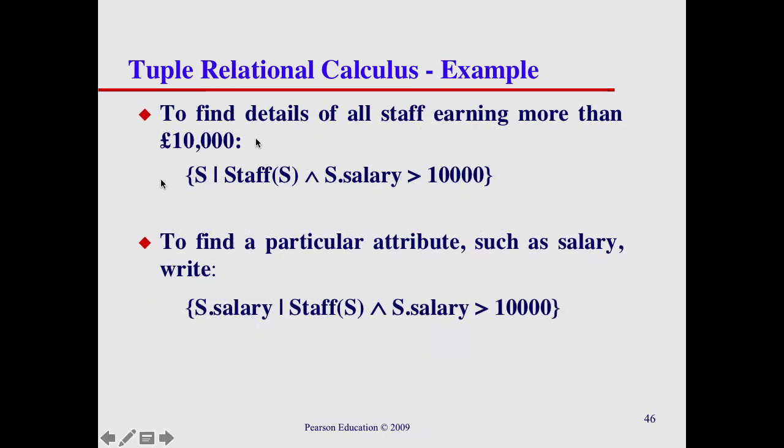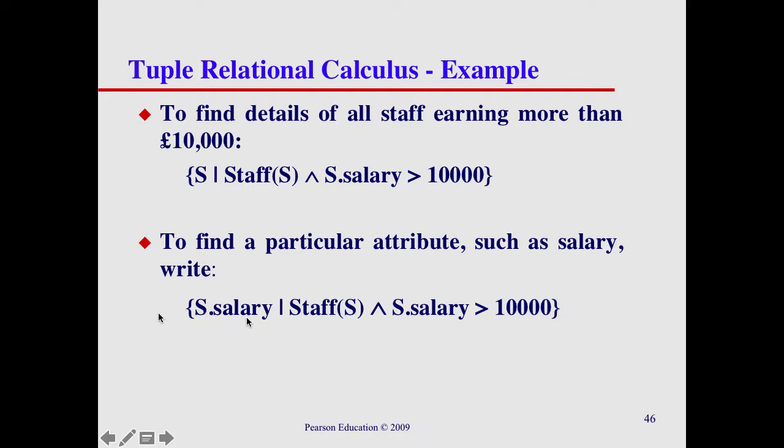Okay, so here's a couple of examples. So we want to find all staff making more than 10,000. So we say it is the set of tuples in S such that S ranges over the tuples in staff and S dot salary is greater than 10,000. And that would return all the columns in the relation. If all we're concerned about is a subset of the columns, then we specify those columns using a comma-separated list on the left side of this bar. So here, if we only care about salaries, we'd say the set S dot salary.